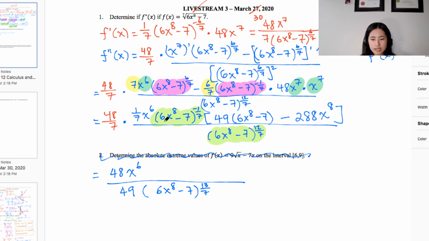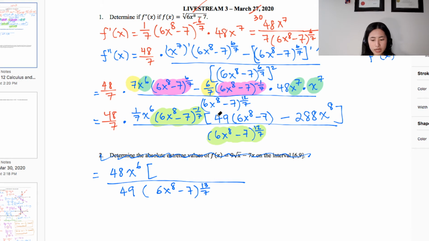Because when this is multiplied to this term, and you're trying to negate the negative exponent, that would be 1 over 7, so you add the exponents because you're multiplying the terms now as opposed to dividing the terms, as you can see here. Okay, this is 48x^6, and what else? We're going to deal with this term.